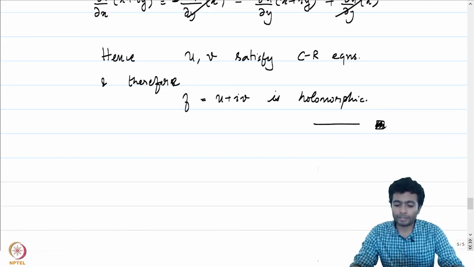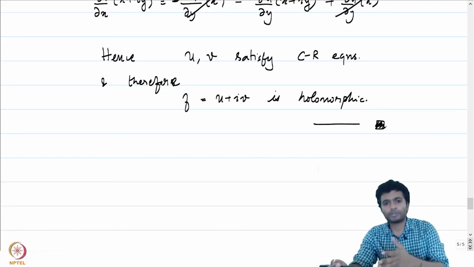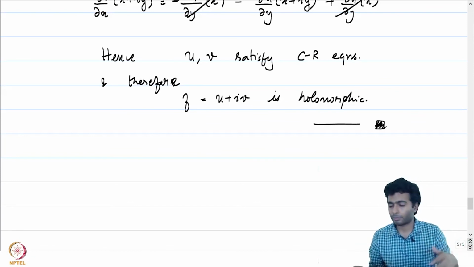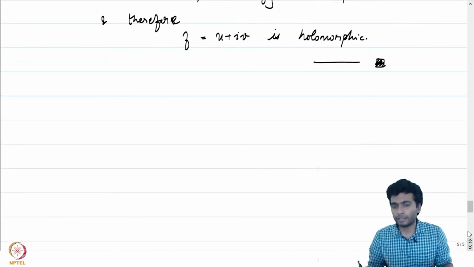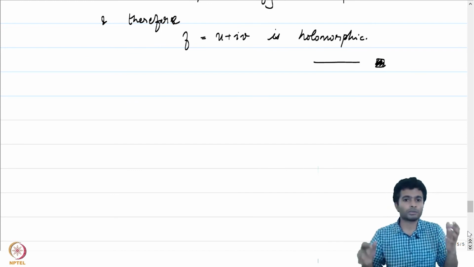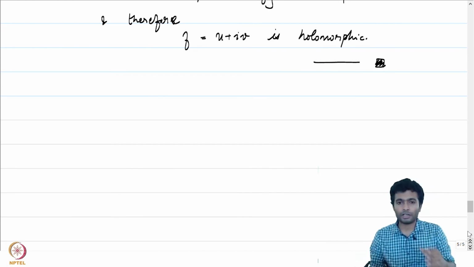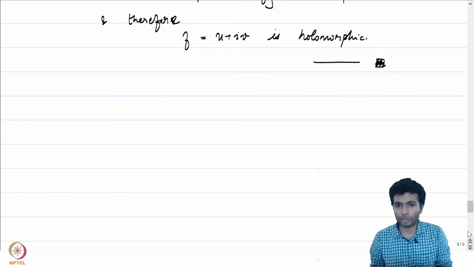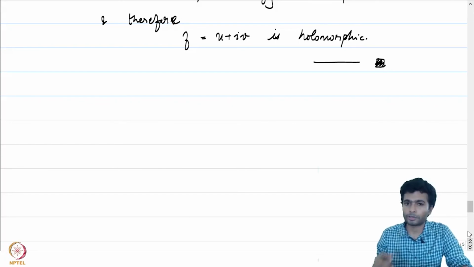A similar argument will tell us that harmonic conjugates do exist in many other domains as well, but we will postpone that for a later time. In the next lecture, we will study what is known as Mobius functions, which are very important holomorphic functions which are defined on the complex plane. Let me stop this lecture here.